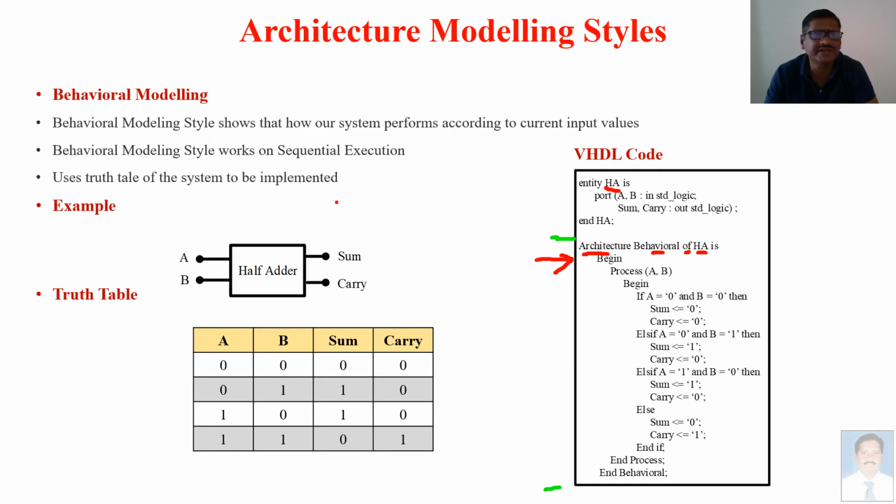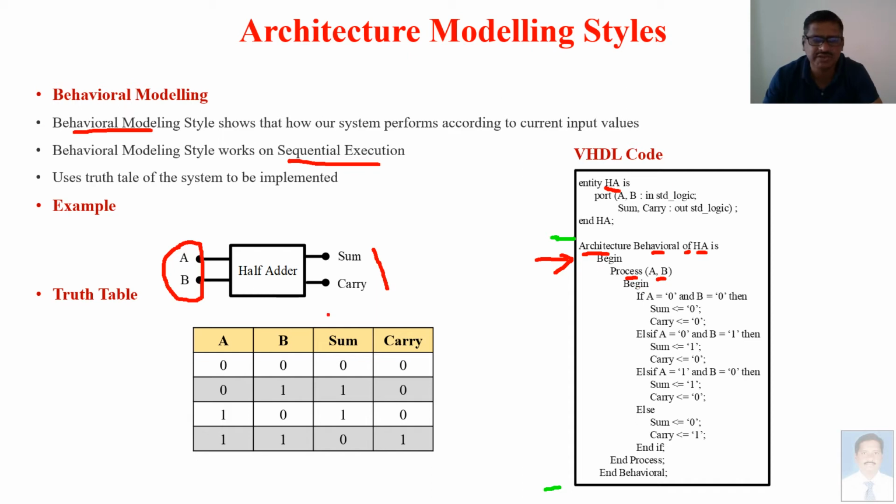And whenever we are using the behavioral modeling style, we have to use the process, because in behavioral modeling we are using the sequential executions or sequential statements. And whenever we are using sequential statements, we should use the process. Here is the process, and this is the process sensitivity list, meaning the inputs on which these outputs will depend. This is A comma B, begin.